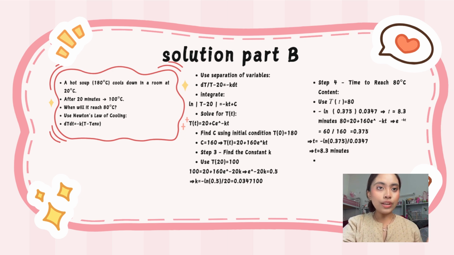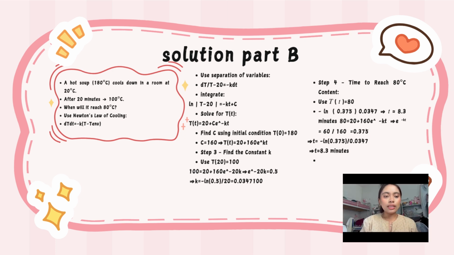a safe temperature for eating. To solve this, we use Newton's law of cooling, which is modeled by the differential equation dT over dt. Okay, first step we use dT over dt equals T minus T_env. We separated the variables and integrated to get the general solution. After that, using the initial temperature, we found that C equals 160. So the equation becomes T(t) equals 20 plus 160 e to the power negative kt.